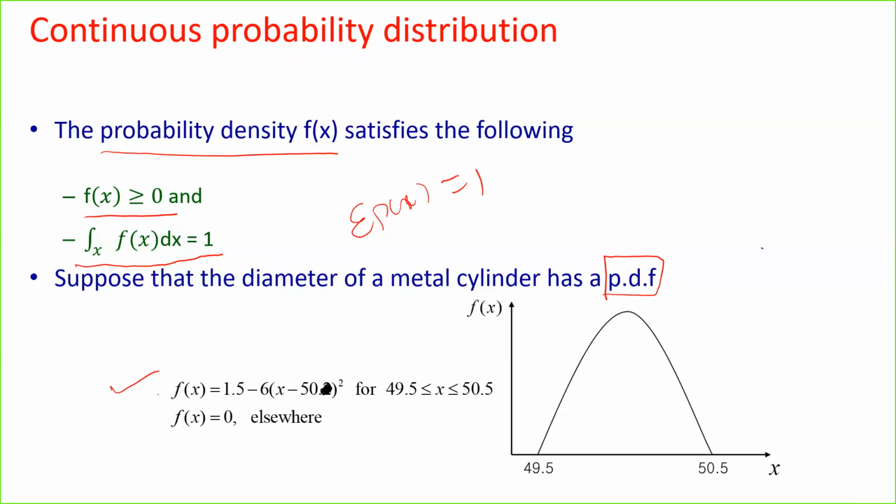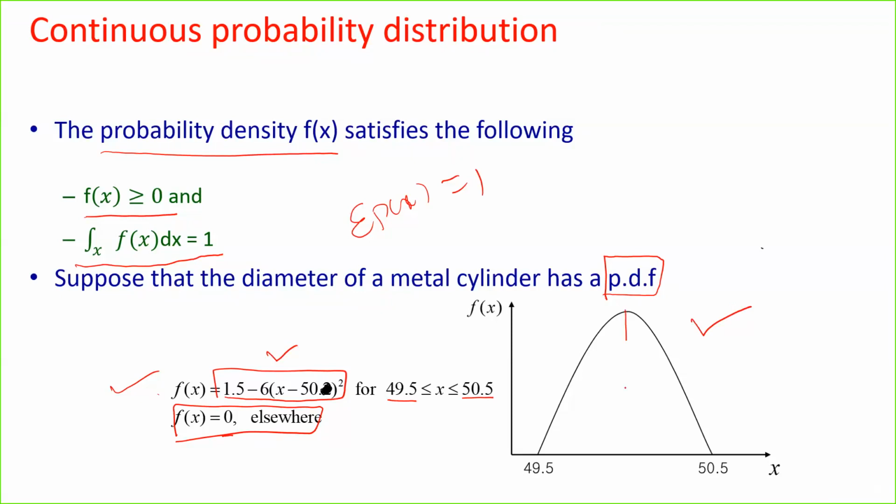So here we have the probability density function, and the distribution is indicated with this formula. If x is in between 49.5 and 50.5, and anywhere else it is 0. This means that there is no metal cylinder with a diameter less than 49.5 or greater than 50.5. Anywhere else the distribution is like this, which is indicated graphically like this.